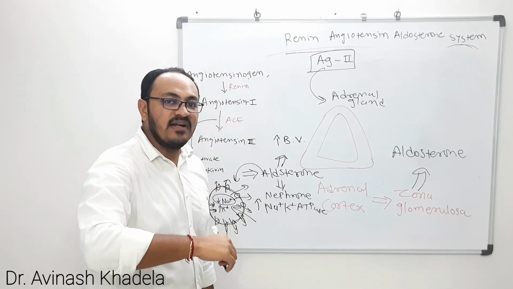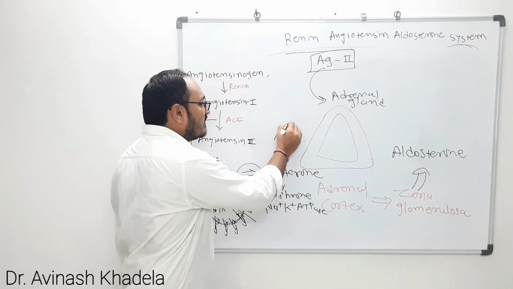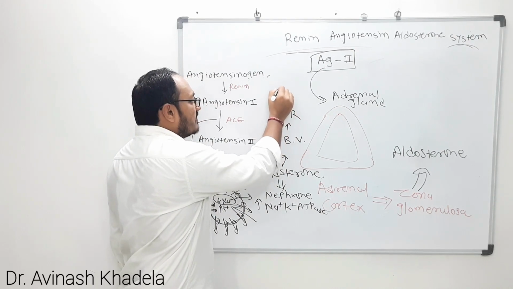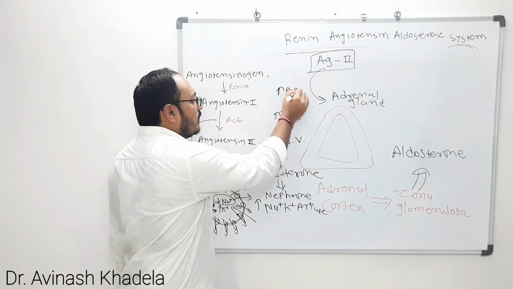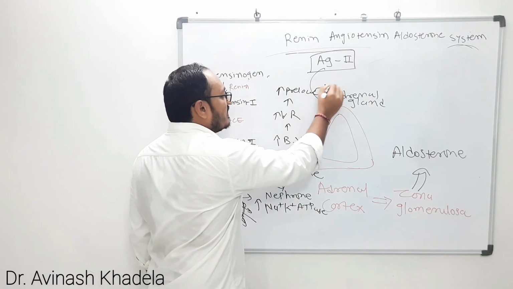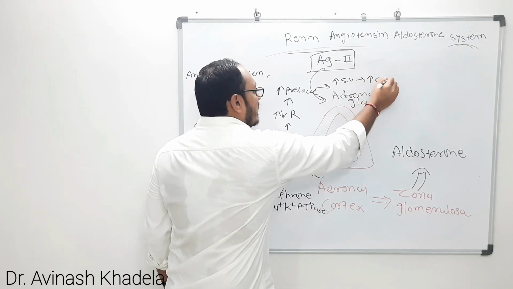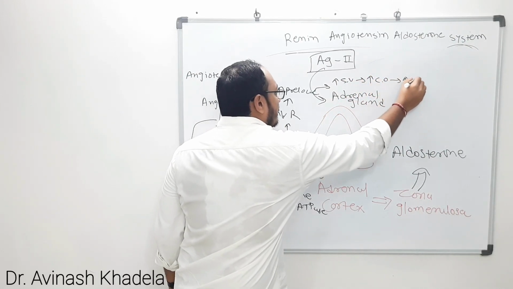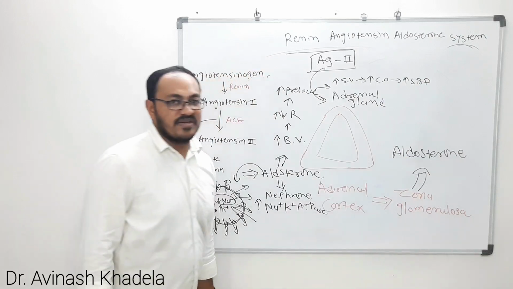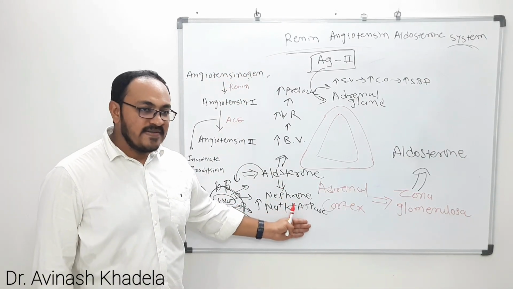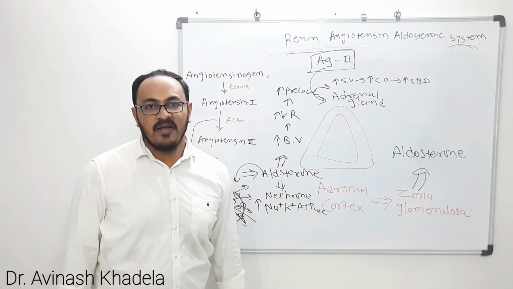Again, you remember the chart. If the blood volume increases, it increases venous return. If the venous return increases, it increases preload. If the preload increases, it increases stroke volume. If the stroke volume increases, it increases cardiac output. And if the cardiac output increases, it increases systolic blood pressure. So this is how angiotensin 2 mediated aldosterone release leads to an increase in blood pressure.